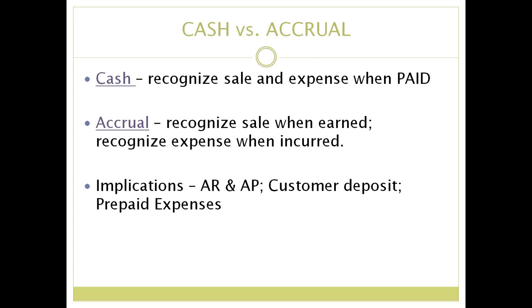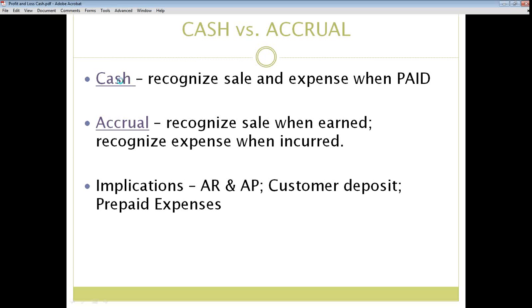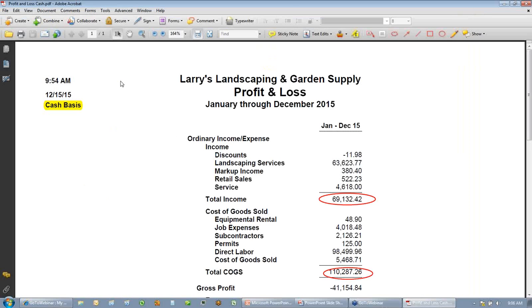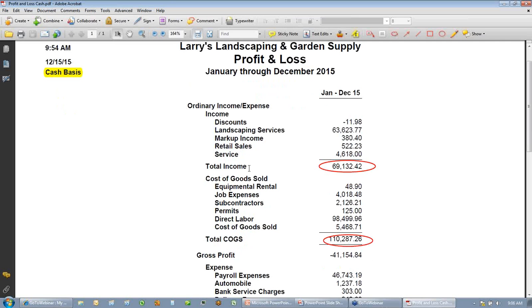And here is an example. I'll show you the difference between what a cash report would look like and an accrual report. These are exactly the same financial statements, except one is cash and one is accrual. And this is Larry's Landscaping, and Larry is a sample company taken out of QuickBooks. And we can see here that this is cash basis reporting. And we can see here that Larry, for the year of 2015, I know that hasn't happened yet, but that's the way the sample company works.